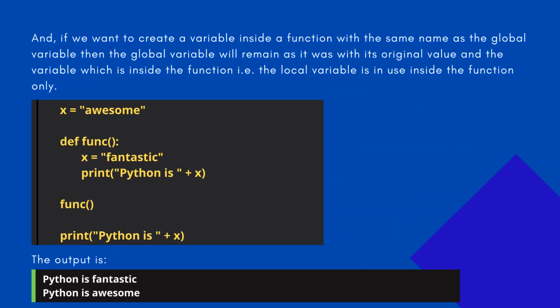And if we want to create a variable inside a function with the same name as the global variable, then the global variable will remain as it was with its original value, and the variable which is inside the function, that means the local variable, is used inside the function only. Like in the given code sample, x which is outside of the function is the global one and the x which is inside of the function is the local one. So, inside the function when x is used, it uses the local x, and if outside of the function x is used, it uses the global x. That's why it gives the output as Python is fantastic and Python is awesome.